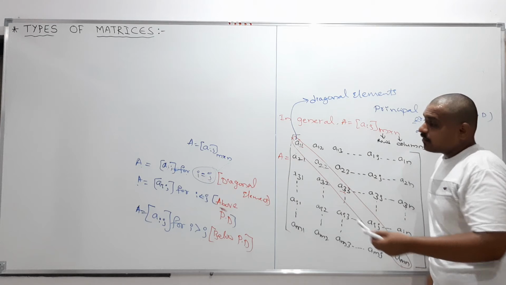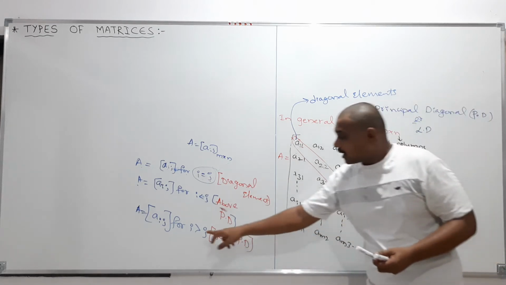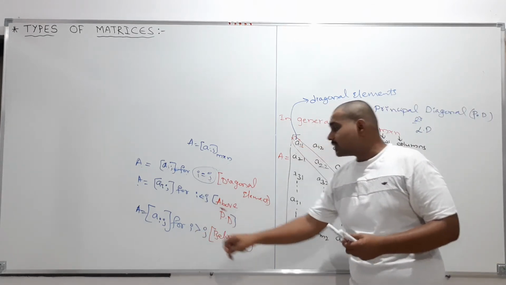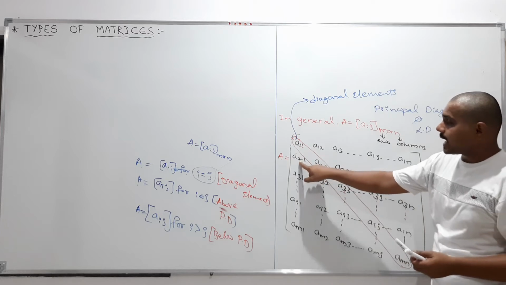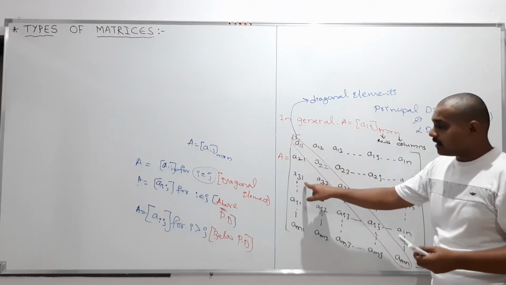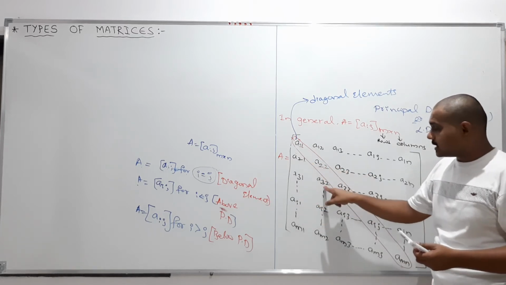Next condition, a is equals to aij for i is greater than j. You can observe here, the i value is greater than j, here the i value is greater than j. So here the i value will be greater than j.